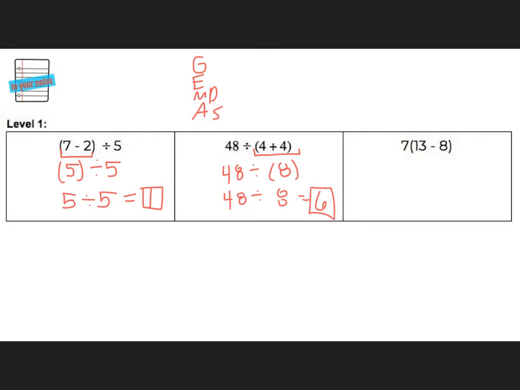And our next one here, again starting in those parentheses. 13 take away 8 leaves us with 5. And now, since the 7 is touching these parentheses and there's no operation between, that is going to tell us we're multiplying. And 7 times 5 will give us 35.